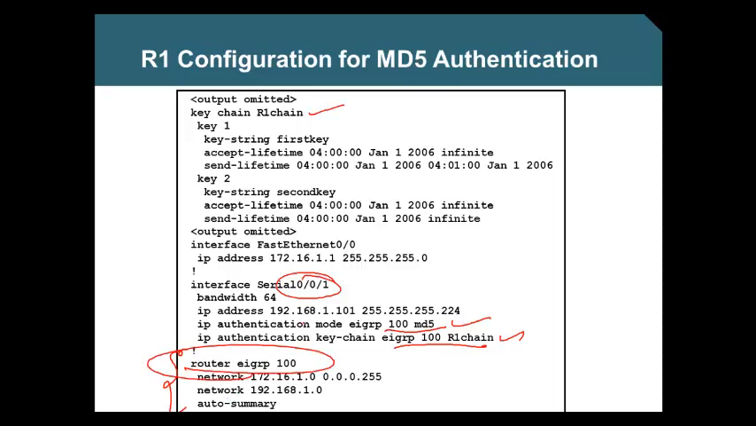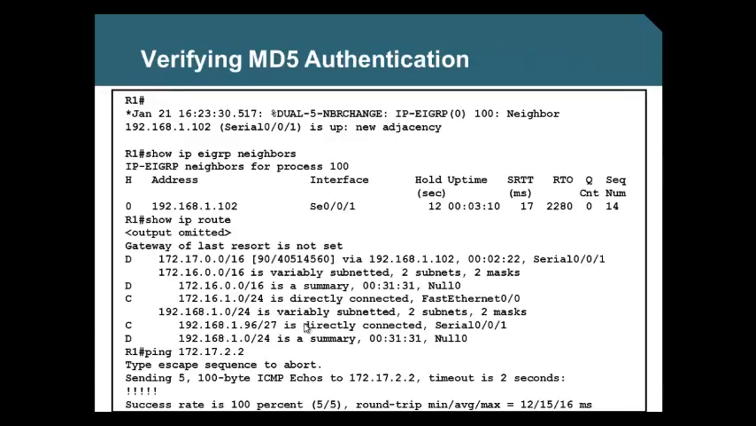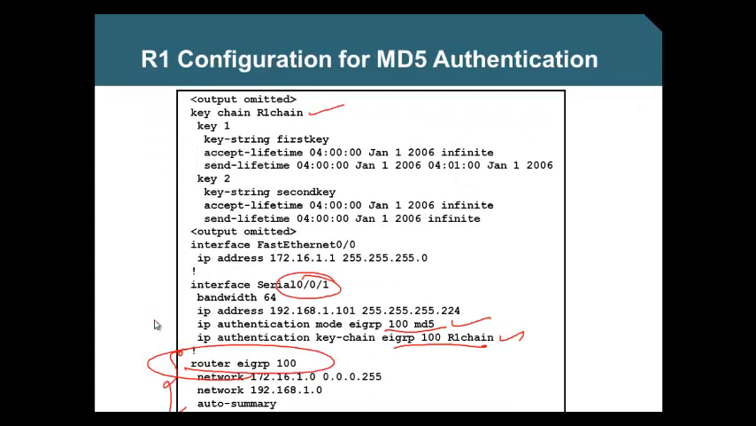Similarly, we need to do the same on our R2 and then verify. So, the verification command. Sir, one question. Can you go back to the previous slide? Yeah. So in this one, key 1 is sent for 1 minute, but it is accepted infinitely. So when 4:02 happens, it will start sending key 2.